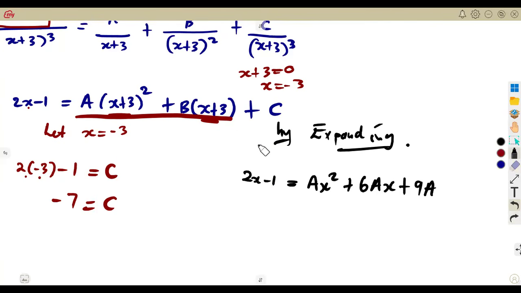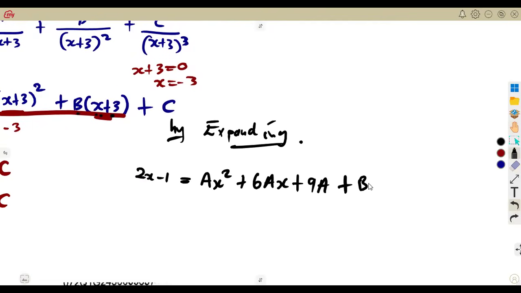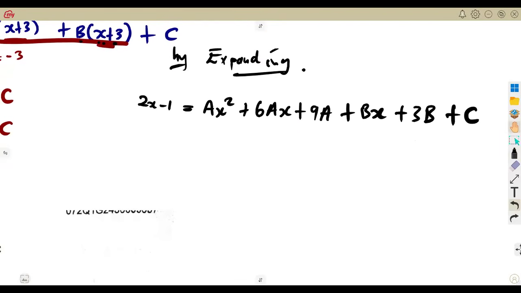All right. Then the other part is b, which is just into this linear bracket. So b times x is going to be what? That's bx. Then b times 3, which is 3b. Then c, there's no effect on that c. So by expanding, it allows us to equate the coefficients now.